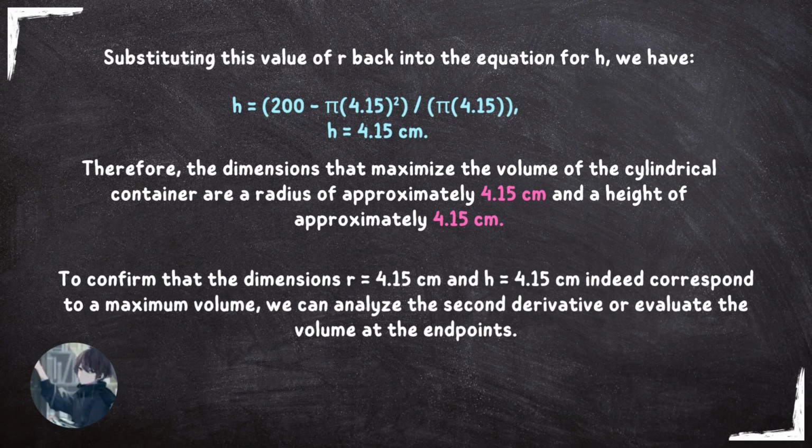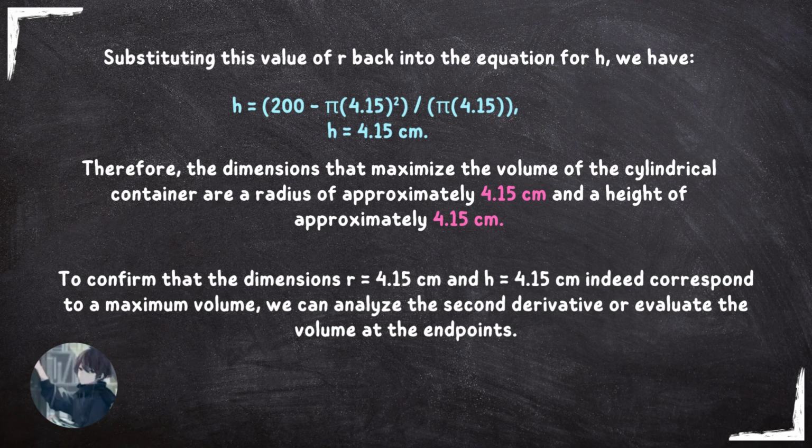Substituting this value of r back into the equation for h, we have h = (200 − π(4.15)²) / (π × 4.15). So we have h = 4.15 centimeters. Therefore, the dimensions that maximize the volume of the cylindrical container are a radius of approximately 4.15 cm and a height of approximately 4.15 cm.